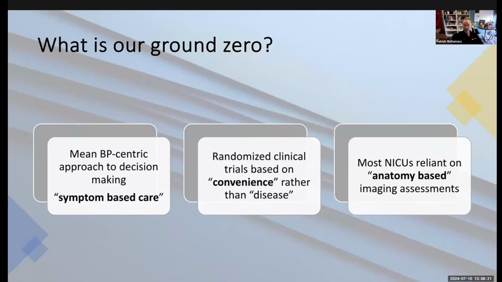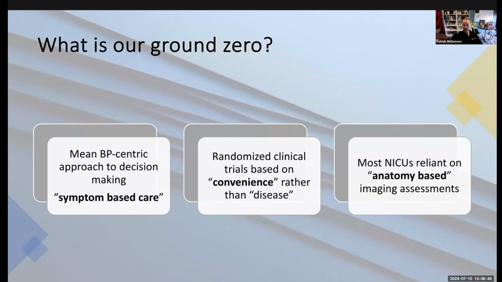Our ground zero is really terrifying, okay? Today, in the year 2024, in the vast majority of NICUs across the world, people provide a blood pressure-centric approach to decision-making. The adjudication of whether you're well or unwell is based on arbitrary thresholds of blood pressure. And that has cultivated a symptom-based approach to management.